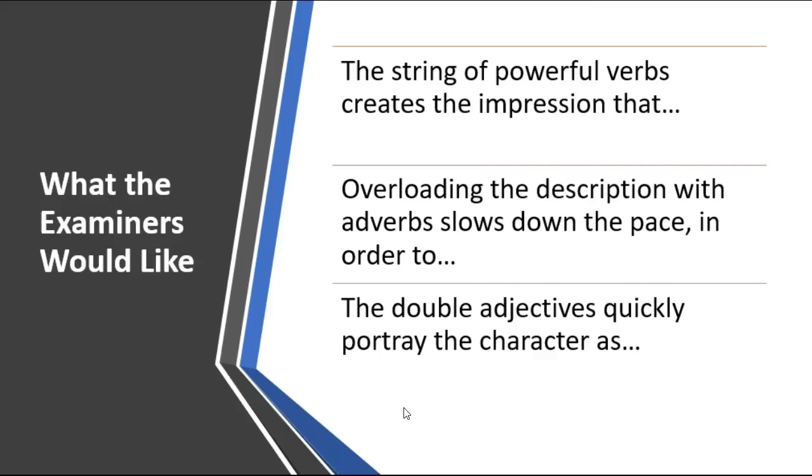So if you want to make your revision a bit more effective, I'd go away and try and find a text that does this. It has a string of powerful verbs, or it overloads the description, or you find the double adjectives in it. And even better, why not write a text of your own that does this? That would be a superb way to practice both for question 5 and for the reading questions. If you write texts like these, then it's much easier to write about the effects of those techniques when you meet them in other texts.